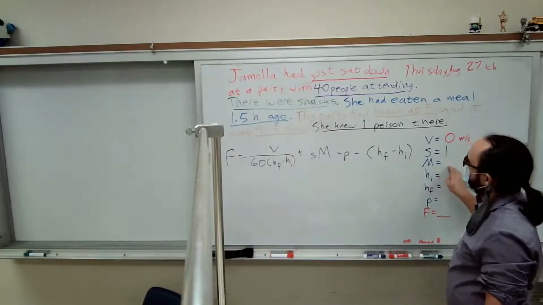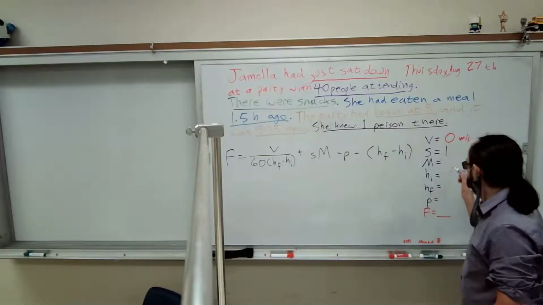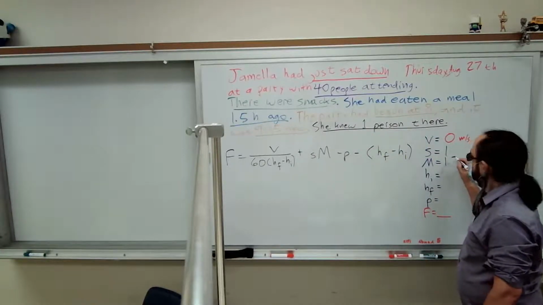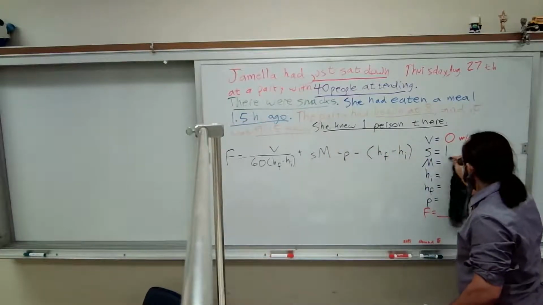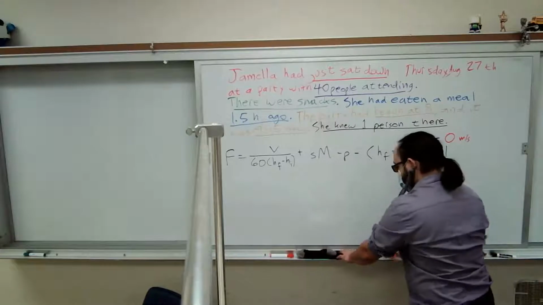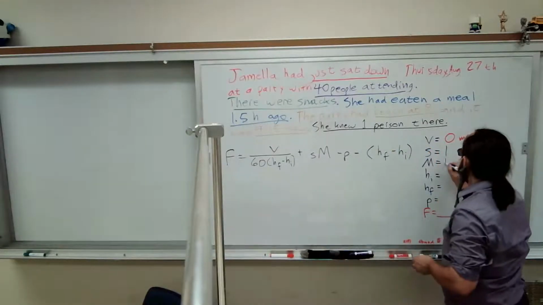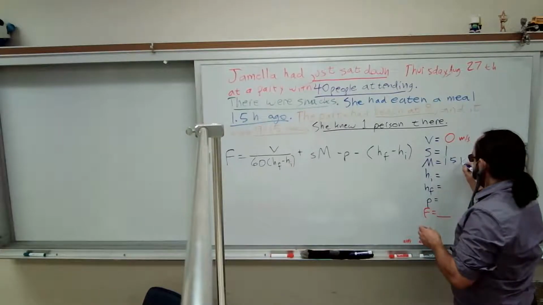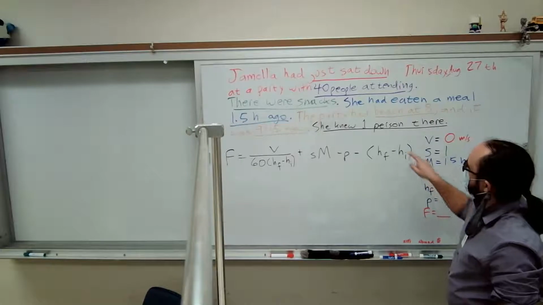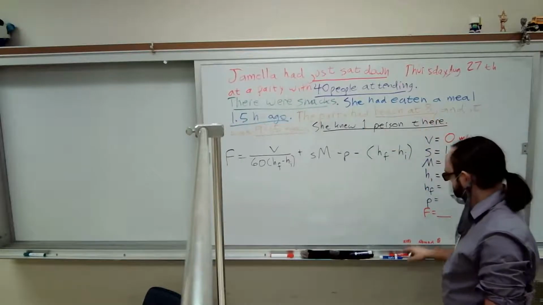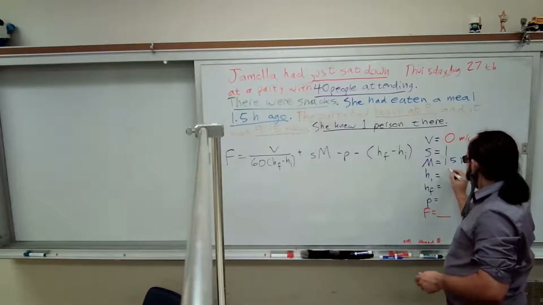So there we go. M: she had eaten a meal 1.5 hours ago. So 1.5. Oh, I messed up colors. That's blue. 1.5 hours. Hour the party started. Where do we go? The party had begun at 8.